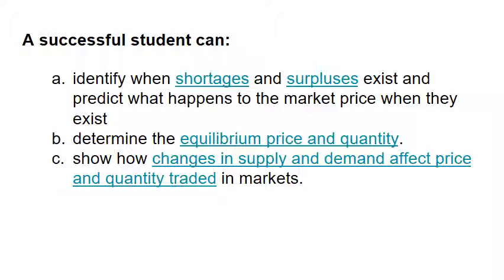The successful student will be able to do 3 things after the lesson. First, identify when shortages and surpluses exist and predict what happens to the market price when shortages or surpluses do exist. You should be able to determine the equilibrium price and quantity, and you should be able to show how changes in supply and demand affect price and quantity traded in markets.